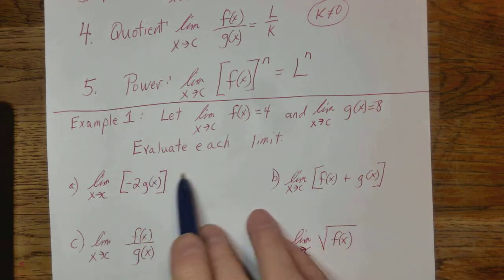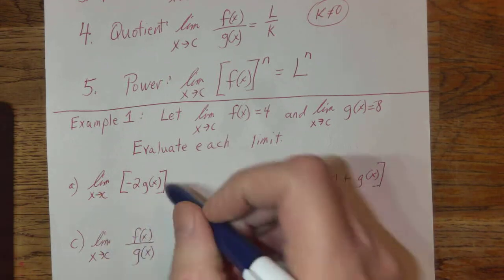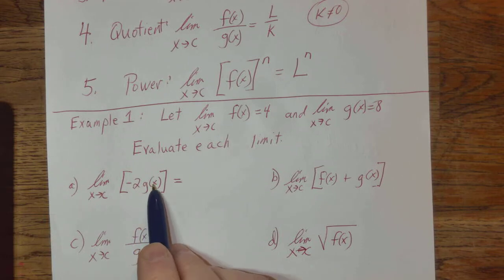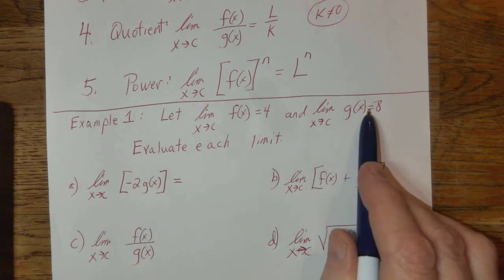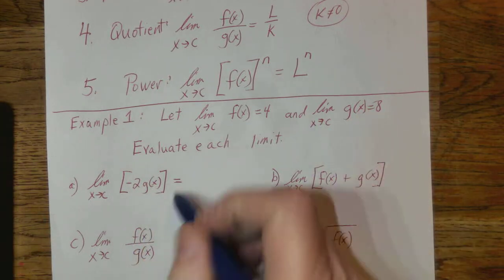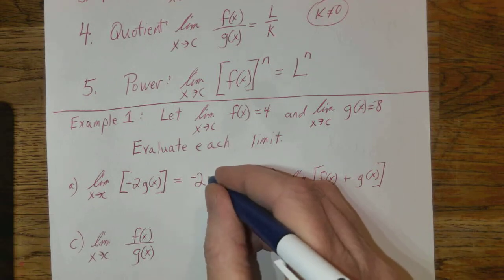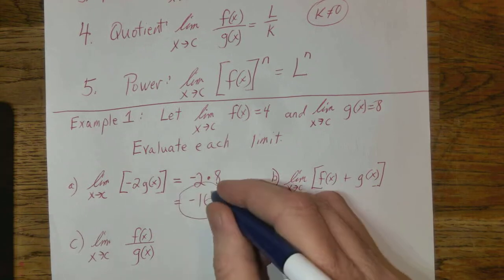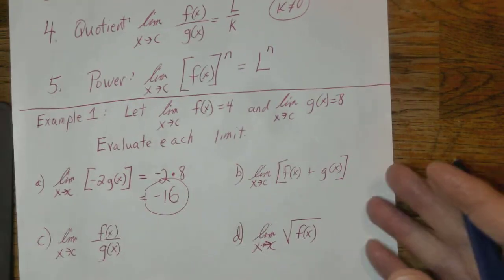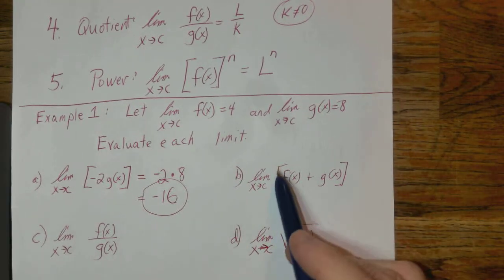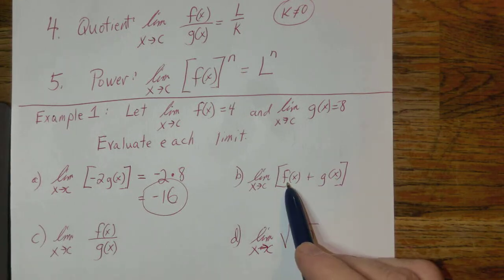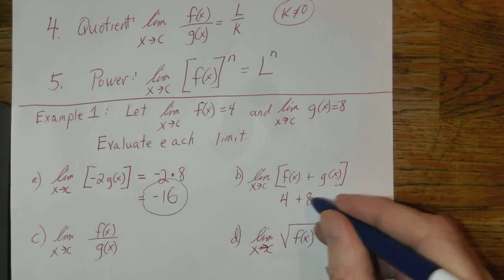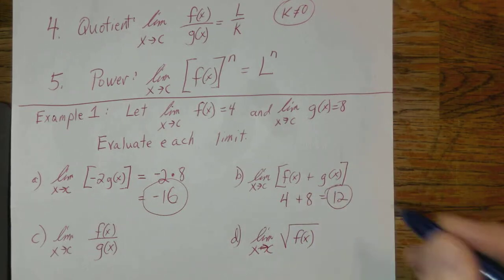So we're going to evaluate each limit here. So in this case, this is negative 2 times the limit of g of x as x approaches c. So this is negative 2 times 8, which is negative 16. Limit of f of x plus g of x. The limit of f of x is 4. Limit of g of x is 8, and 4 plus 8 is equal to 12.